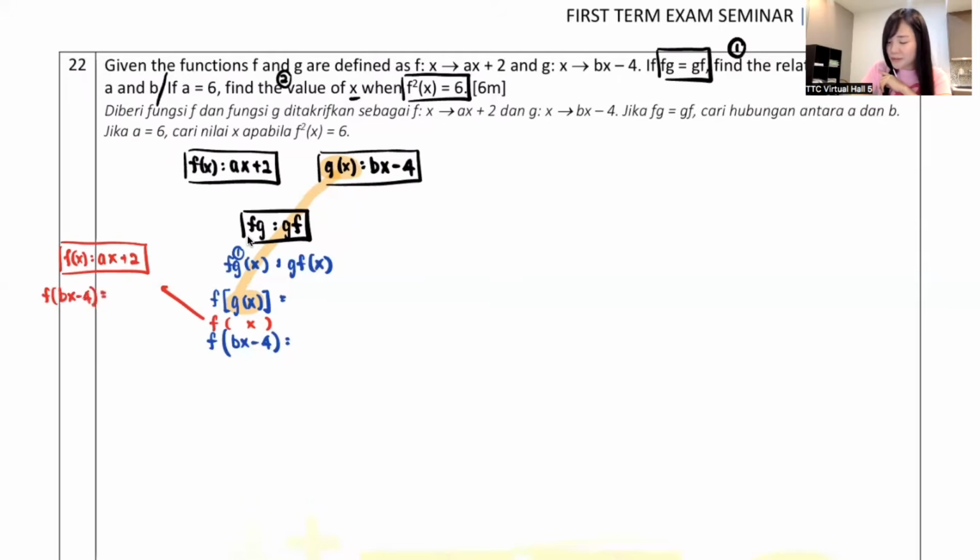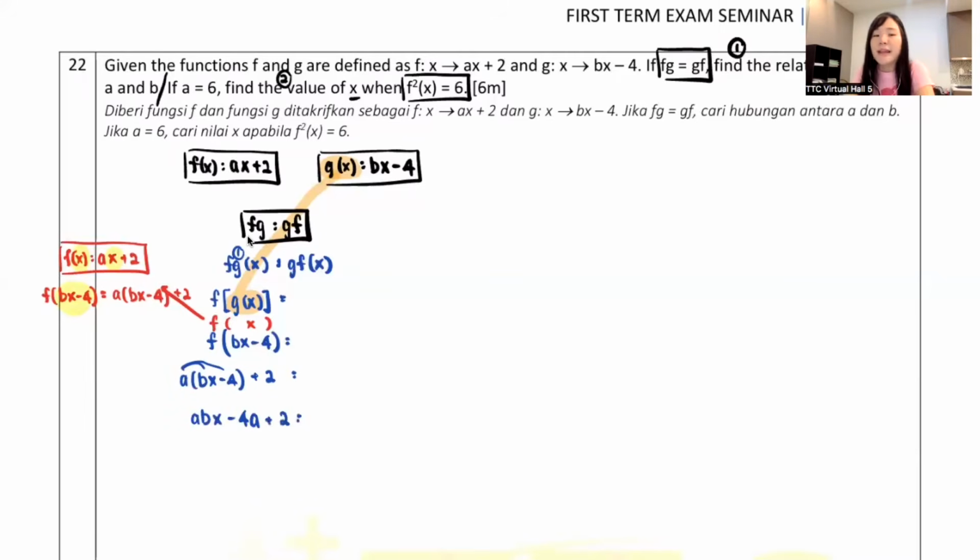So the concept, same law. Very boring one. The x becomes bx minus 4. Please, this x also becomes bx minus 4, plus 2. Okay, I think you can see. So this left hand side, I left a bracket, a(bx minus 4) plus 2. So if I expand it, it will become abx minus 4a plus 2. Okay, I think my left side is done.